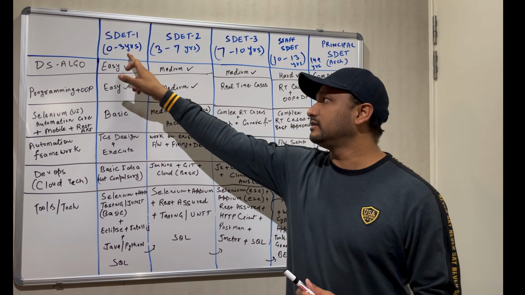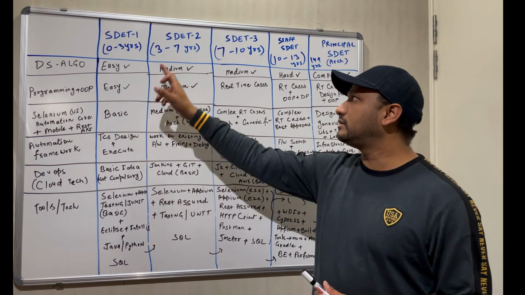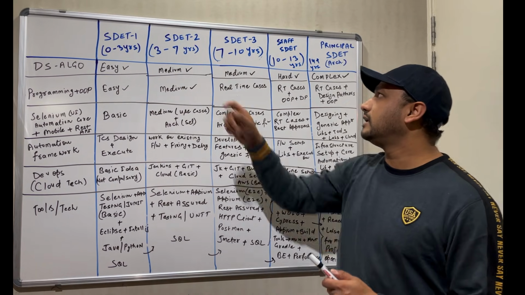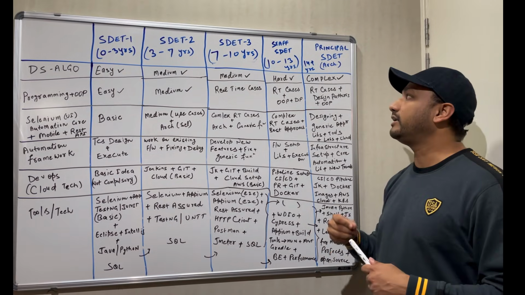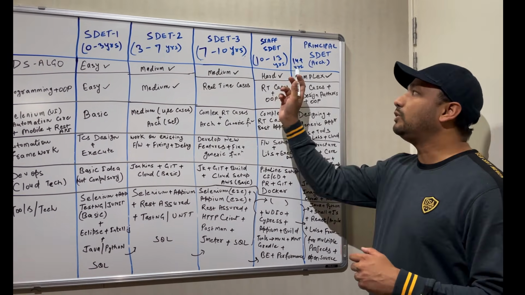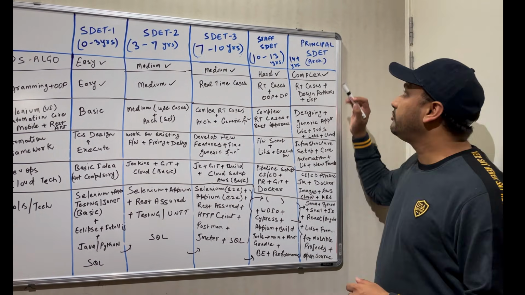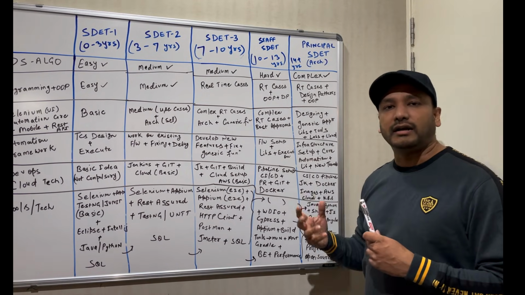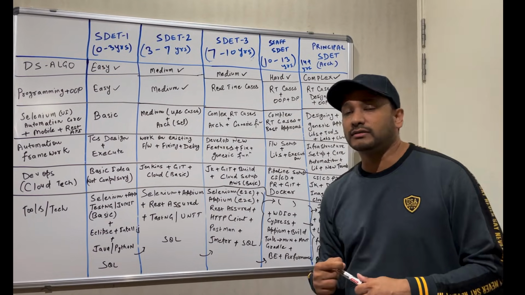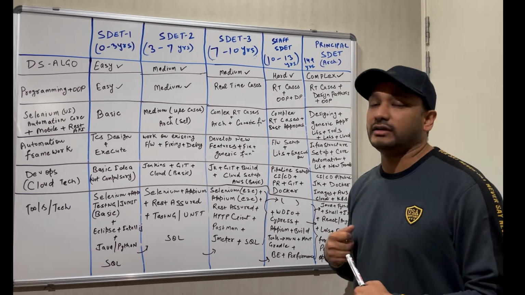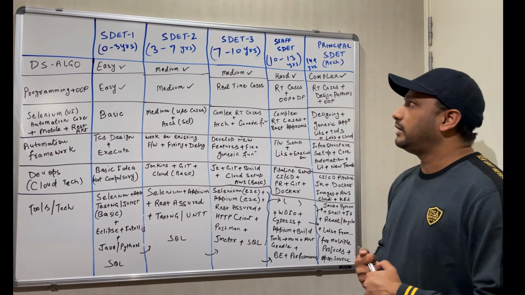Let's see, for 0 to 3 years, what are the expectations? SDET 2 for 3 to 7 years, SDET 3 for 7 to 10 years, and staff engineer, a very senior position, with 10 to 13 years of experience. And if you are at the principal SDET architect level, or a principal SDET engineer, with 14 or 15 plus years of experience, what are the different things that you need to follow?